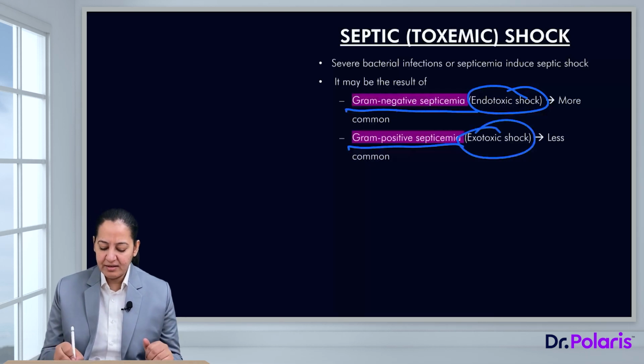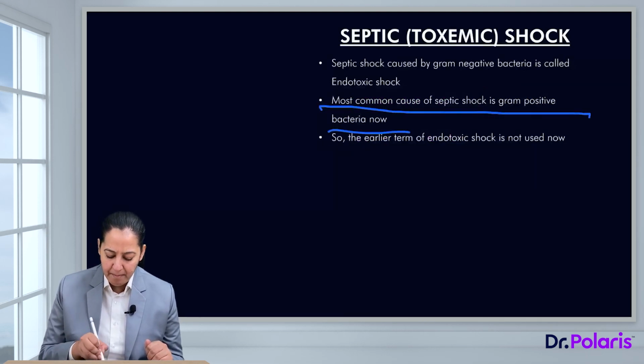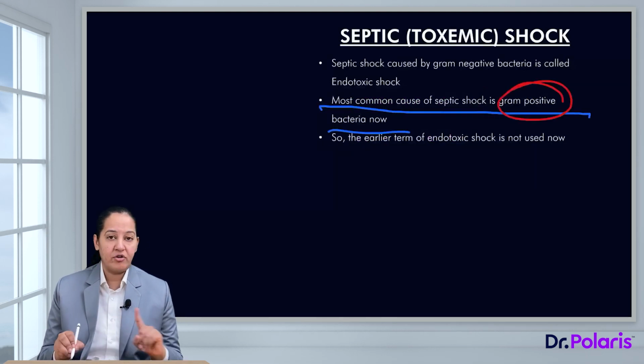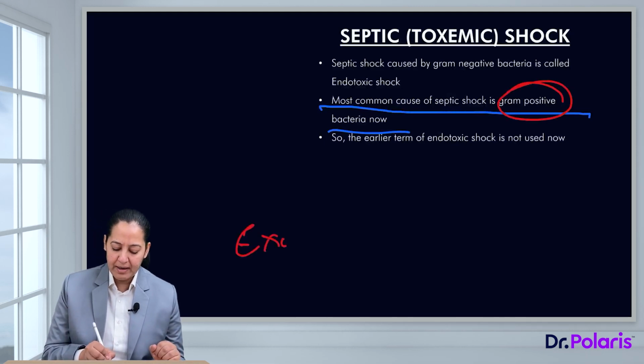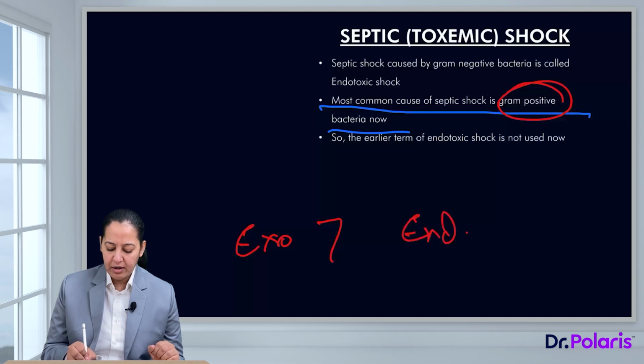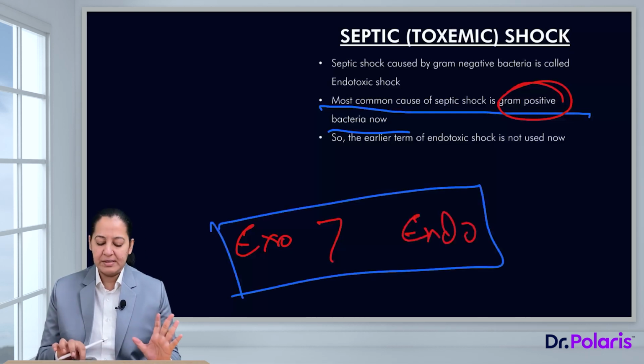Initially, it was considered that endotoxic shock is more common than exotoxic, but nowadays we know that the most common cause of septic shock is gram-positive bacteria. It is not gram-negative bacteria. So exotoxic shock is more common than endotoxic shock nowadays. So this is a very important point that you must understand.